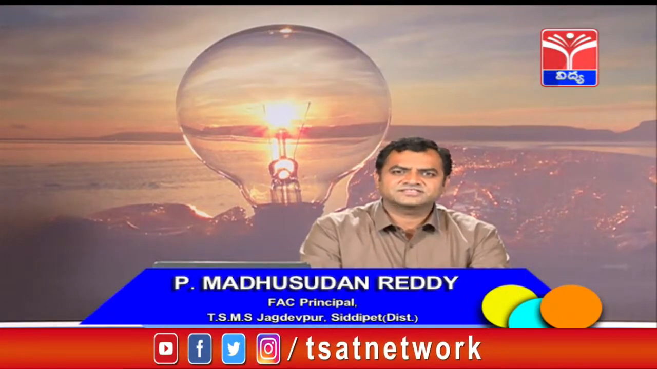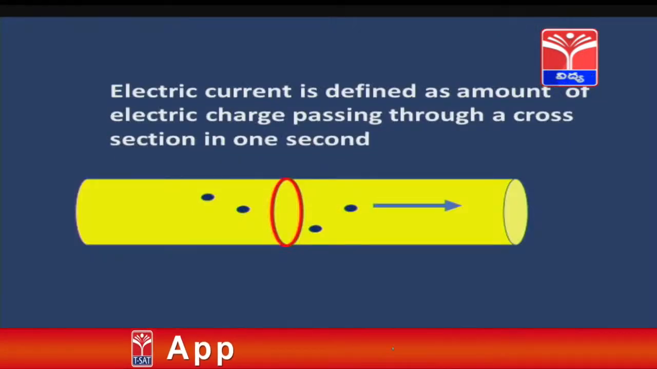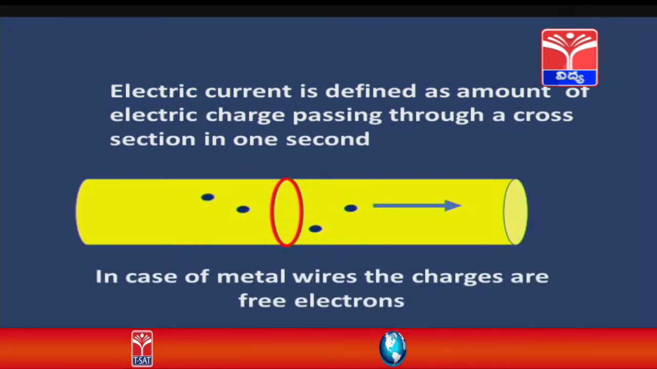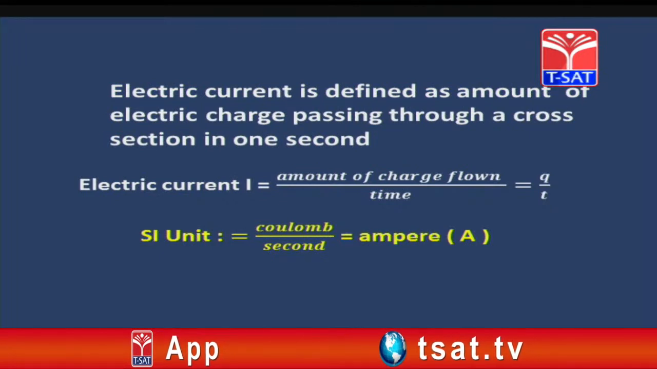In the earlier classes, we have discussed electric current, which is defined as the amount of electric charge passing through a cross section in 1 second. In case of metal wires, the charges are free electrons. The formula for electric current is the amount of charge flown by time taken, which is equal to Q by T. The SI unit for electric current is ampere.